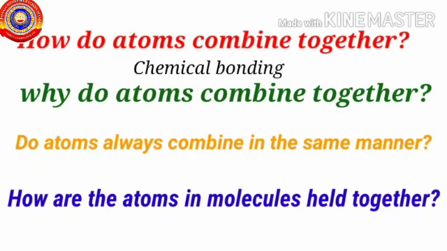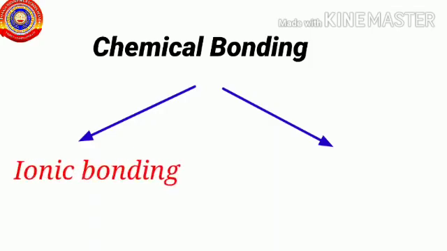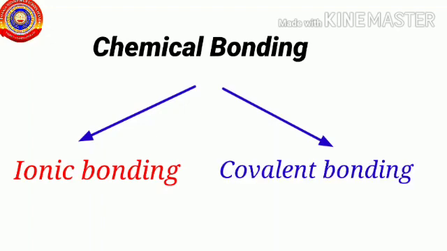Why do atoms combine together? Atoms combine together in order to attain stability. And the third one, do atoms always combine in the same manner? No, right? It will be different. Let's see the different types of chemical bonding first. Chemical bonding is classified into 2. First one is ionic bonding and second one is covalent bonding. And we will learn ionic bonding in the next video.